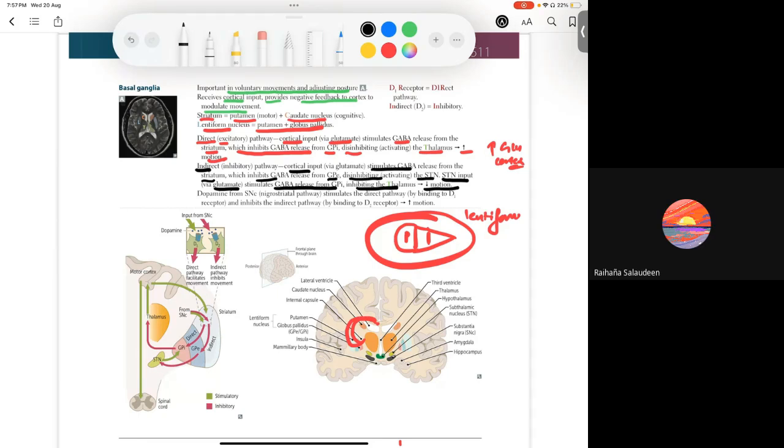The dopamine nigrostriatal pathway goes from the substantia nigra into the striatum. It stimulates the direct pathway by D1 receptors and inhibits the indirect pathway by D2 receptors. So inhibition of an inhibitory pathway is stimulation in the end. Is it clear? So the receptor for the direct pathway is D1, and for the indirect pathway it is D2. Any questions here in basal ganglia?